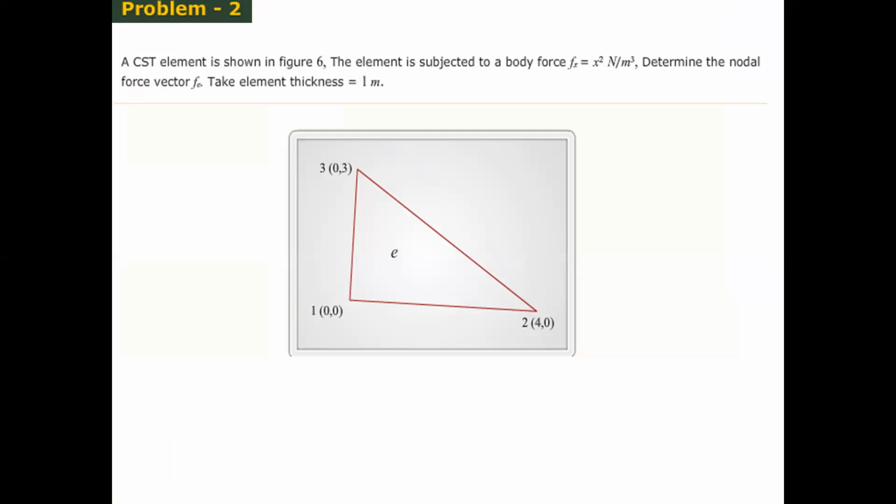Similarly, we can have a CST element subjected to a body force. Your body force is given, Fx is x squared Newton per meter cube, and determine the equivalent load vector. Take the element thickness, normal to it, as 1 meter.